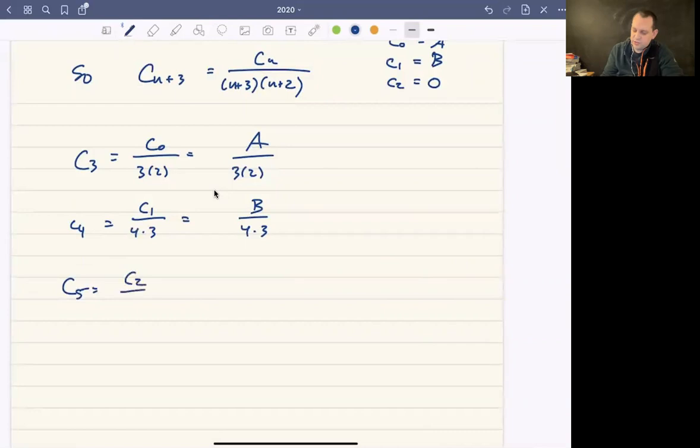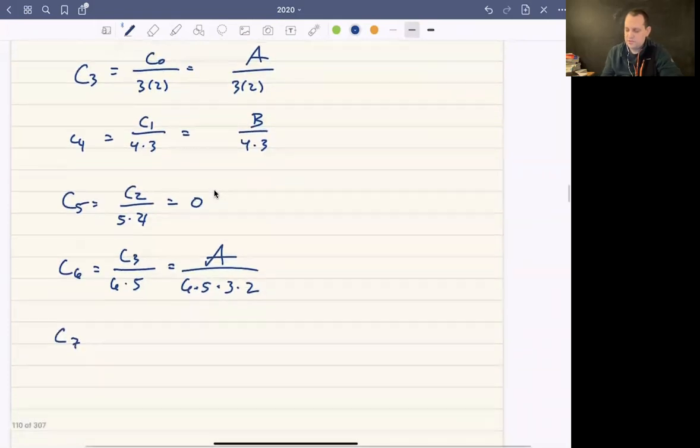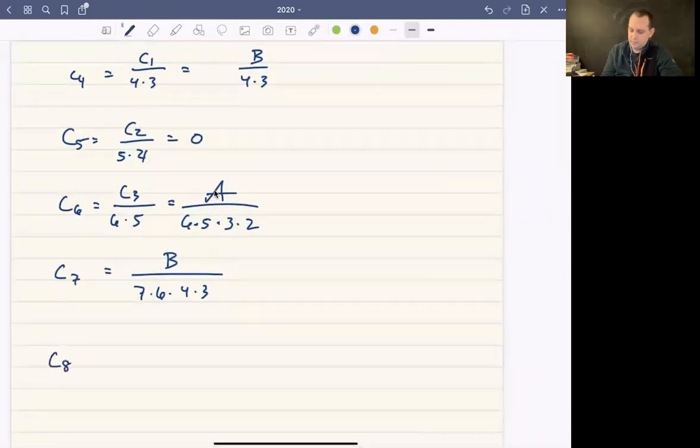C5 is going to be C2 over whatever, because that's 0. C6 is going to be C3 over 6 times 5. So that's A over 6 times 5 times 3 times 2. There's a pattern, but writing the pattern is kind of a pain, so we're not going to worry about it. Let's just find a few more terms. C7 will be C4 divided by 7 times 6. And then maybe 3 more.